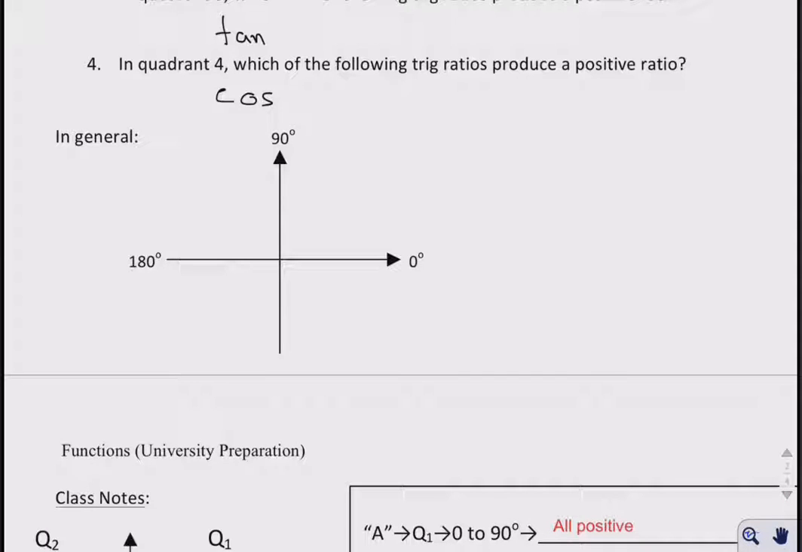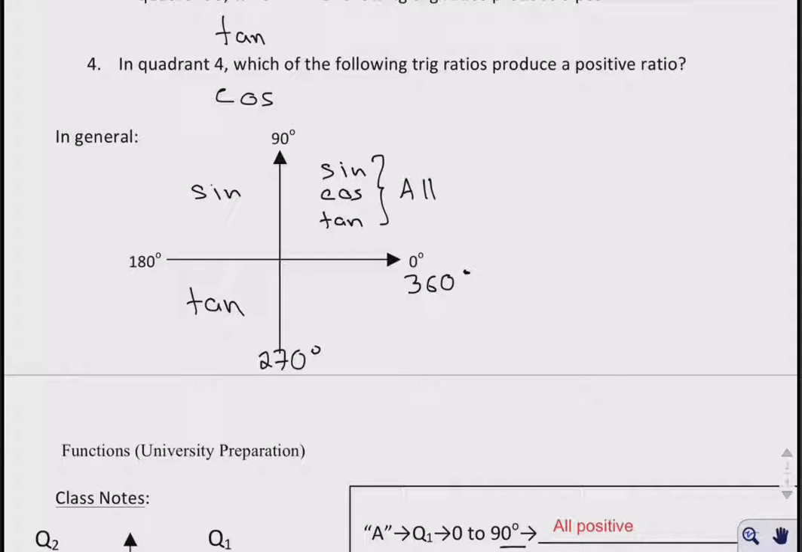Over here I have sine, cosine, and tangent are all positive, so I can just say all. Over here from 90 to 180 I have sine is positive. In 180 to 270 I have tangent positive, and in 270 all the way to 360, which is the same as 0, one full circle, I have cosine positive. Let's summarize that on the next page.